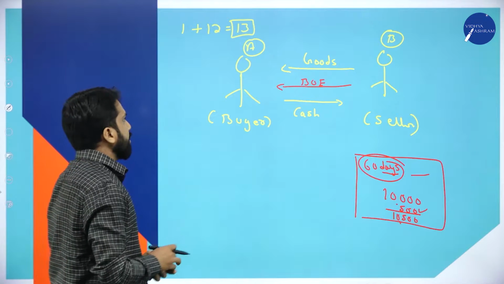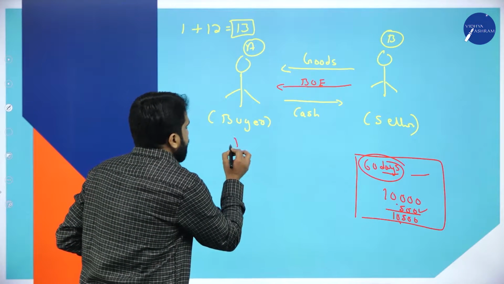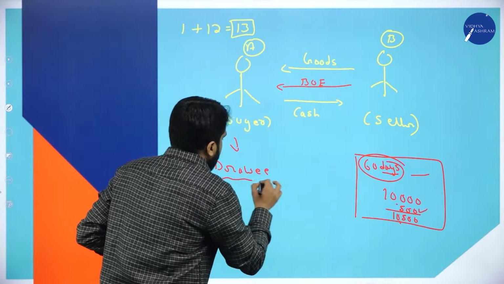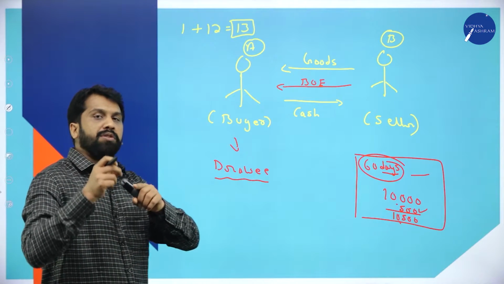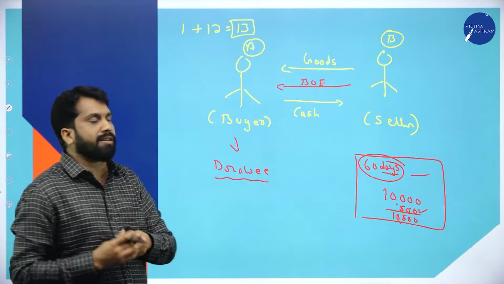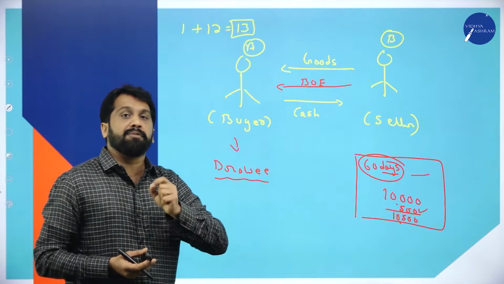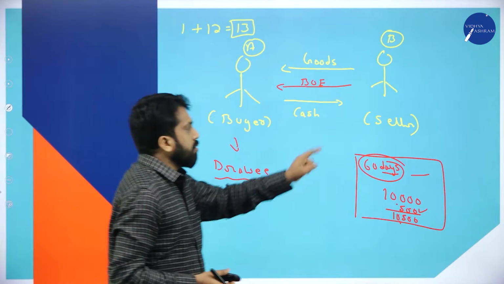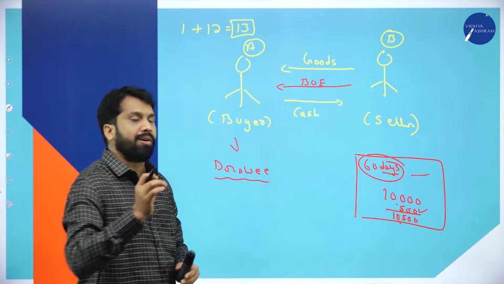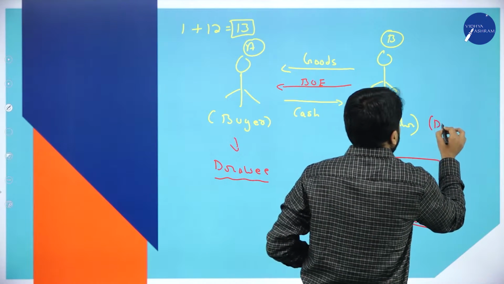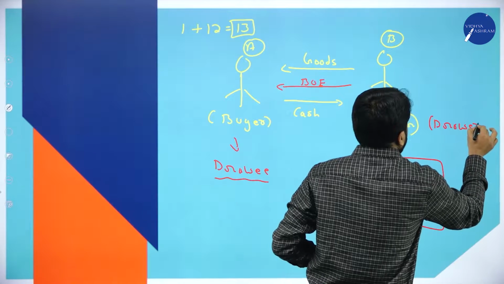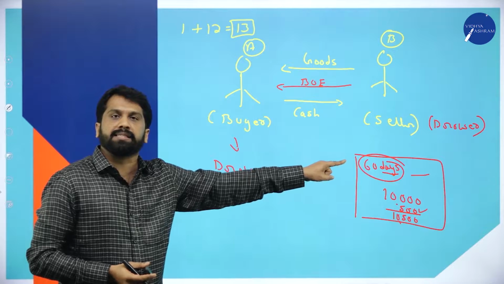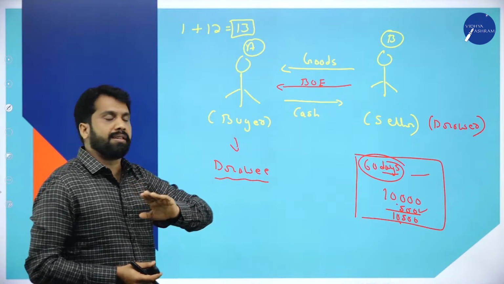Clear? Yes. Now buyer is also called drawee. Remember this. Normally while doing problems, we will not use the words buyer and seller. We will use the word drawee. And the person who sold goods is called drawer. So now he is called drawee. Seller is called drawer. Clear? Yes.